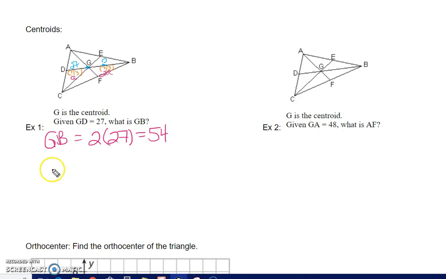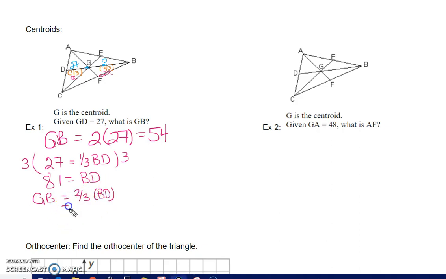Now another way that I can solve it is I can set it up as an equation. I know 27 is equal to 1/3 of the entire length, which is BD. So to solve for BD, I would have to multiply everybody by 3. The opposite of dividing by 3 is to multiply by 3, and I get 81. 81 is equal to BD. Well, I know GB is 2/3 of BD.